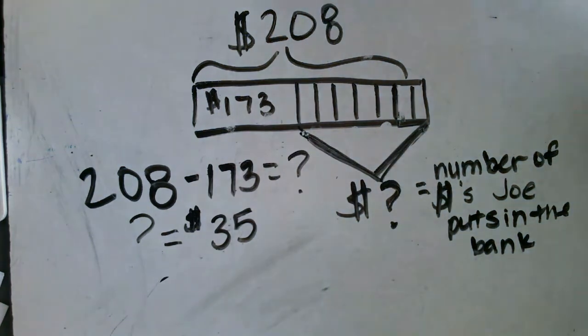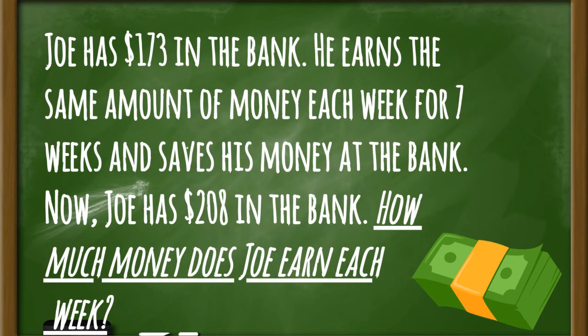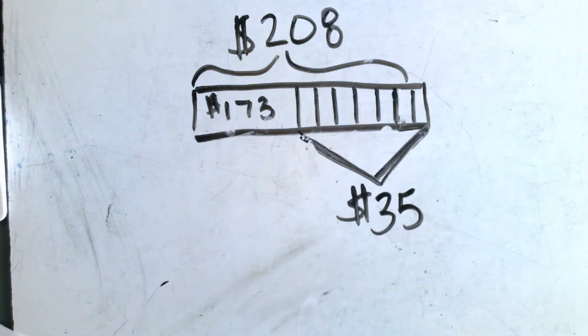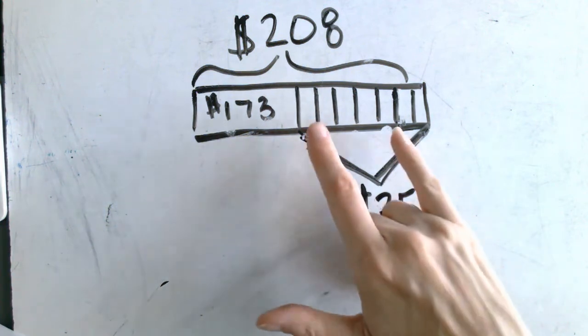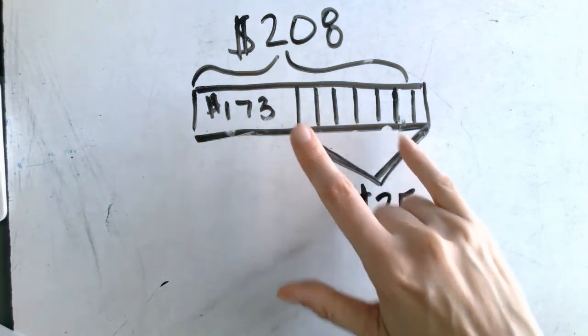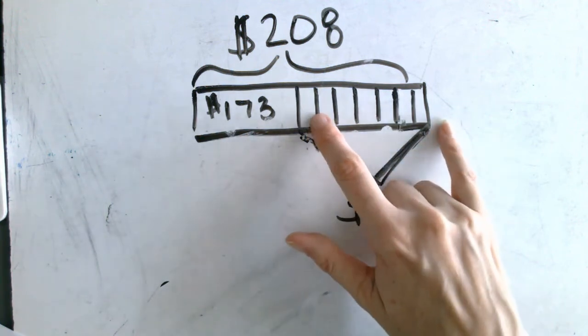Let's go back and look at our problem. Our question, if we look back at our problem here, was how much money does Joe earn each week? We just did the math and we figured out how much money he added into his bank account. That's what he made at the end of the 7 weeks. Let's go back and figure out how much he made per each week he worked. Since we know we still need to figure out how much money Joe earned each week, we needed to look at the specific part of our model where we split up. He got this $35 over 7 weeks.